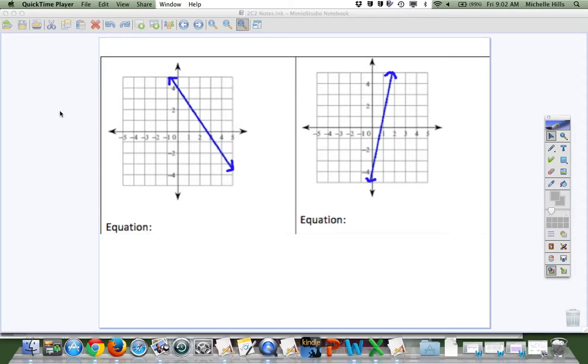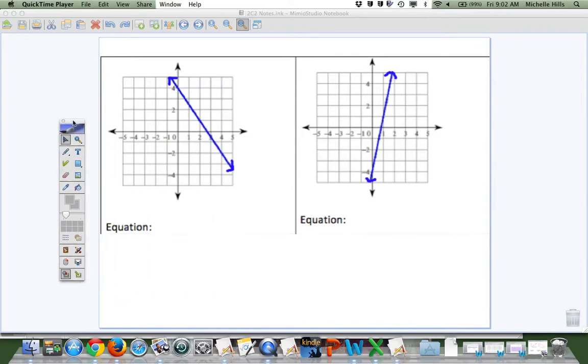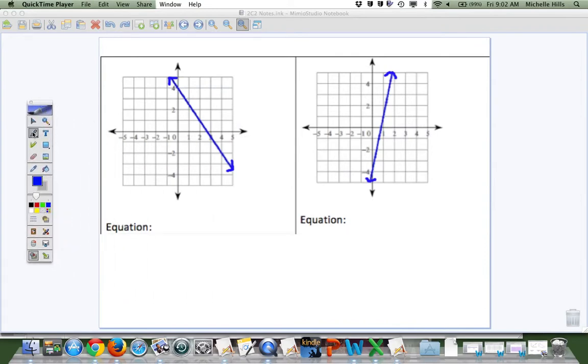Writing an equation of a line when we see the line in a graph. Now, there's more than one way to do this, but I've noticed that some students have been struggling with counting the slope off of a graph. So I'm going to do it this way.